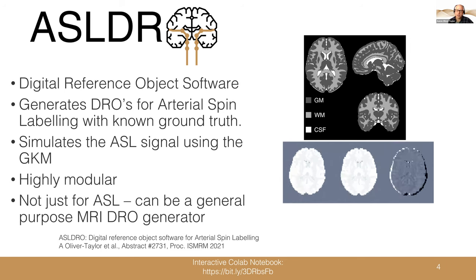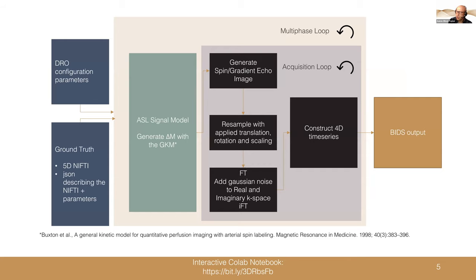So essentially what we've made is some software. It's built around Python. It's very highly modular. It can be used more as a general purpose DRO generator, and it outputs data in BIDS format, which is the Brain Imaging Data Structure. It's kind of like NIfTI with some extra files that tell you more about the data set. It's got metadata to do with the image files, to do with the image parameters, and then some additional things to do with the whole data set itself. So the software, this is, I suppose, the engine.